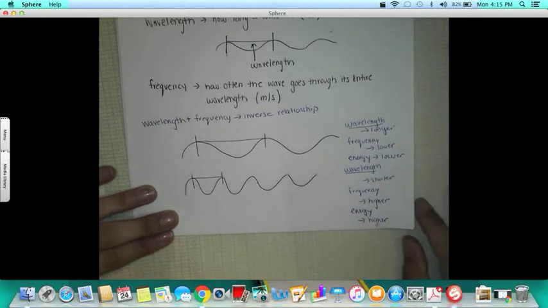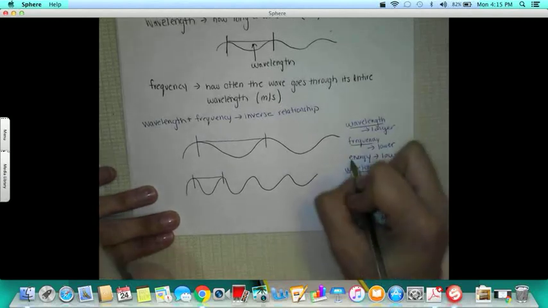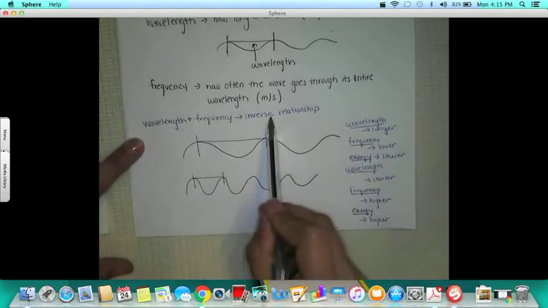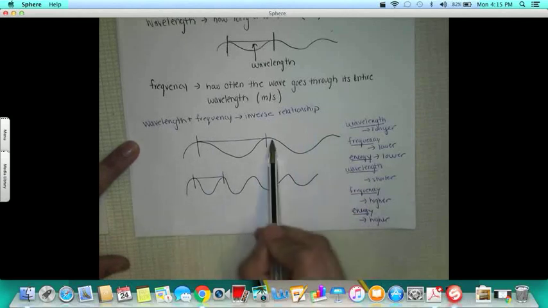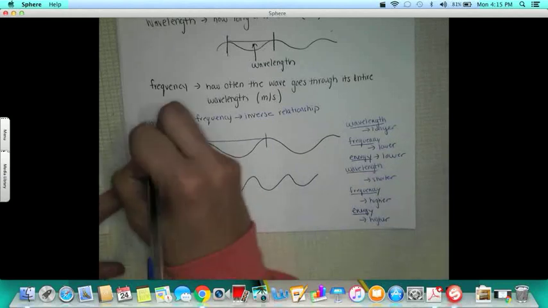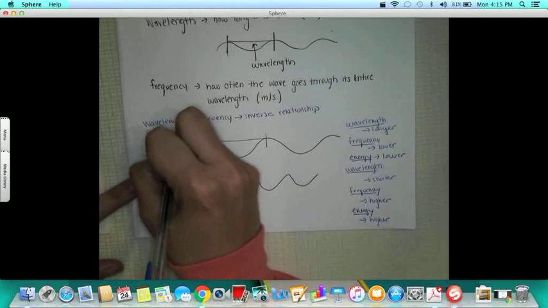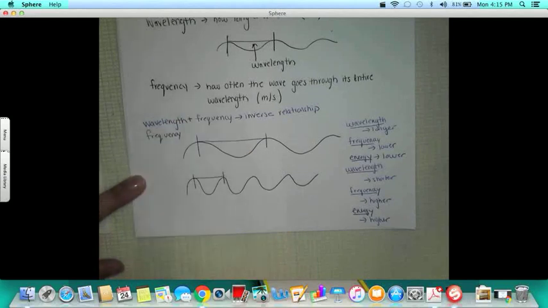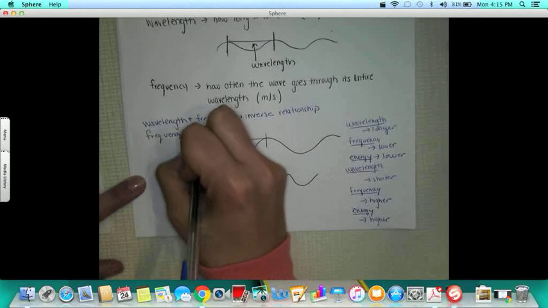So now we want to create our relationships for energy as well. We already know that wavelength and frequency have an inverse relationship. Now, if we think about frequency and energy, for our longer wavelength, they are both lower, and for our shorter wavelength, they are both higher. So that means that these will have a direct relationship, because as one goes down, the other one goes down, and while one goes up, the other one goes up. We call that direct.